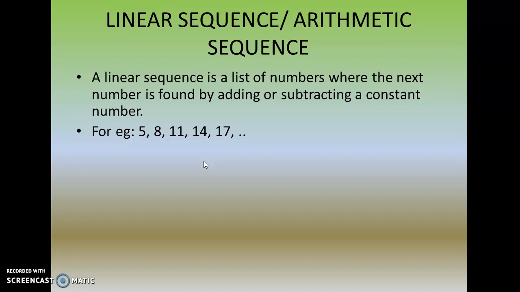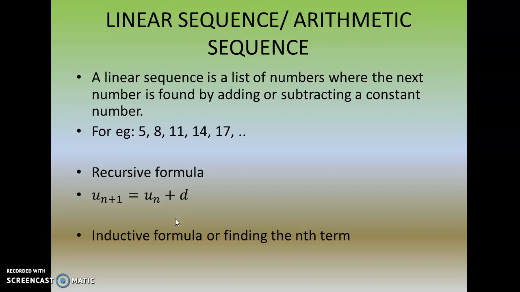Now, if I am talking about 5, 8, 11, 14, and 17, the first thing that is important for us to understand is our recursive rule. Our recursive formula is that if I want to find the next term, I need to use the previous term, and whatever difference I have, I just add it. Now this d is called the common difference.